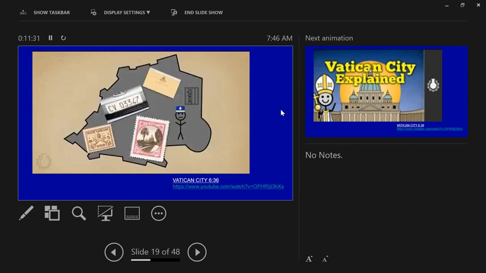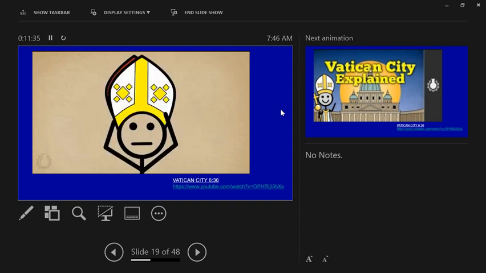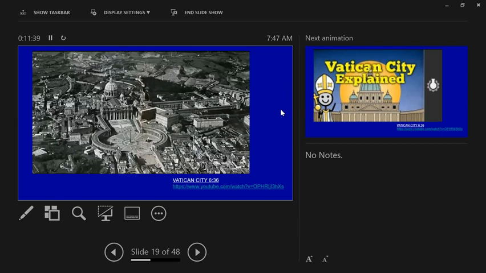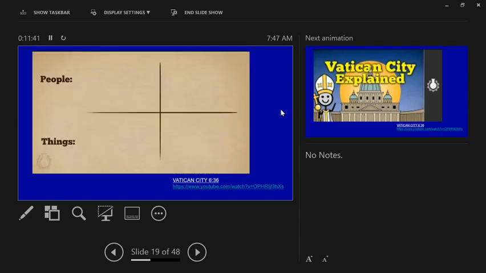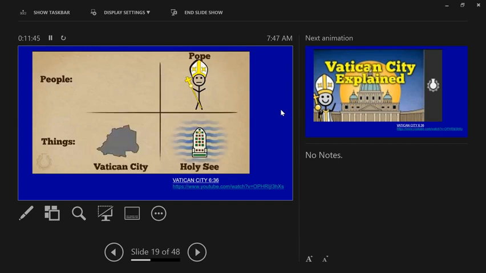But despite all these national trappings, Vatican City is really not like any other country. Hold on to your fancy hat, because it's about to get weird. To understand the Vatican, there are 2 people and 2 things you need to know about. The famous Pope, the incredibly confusing Holy See, the country of Vatican City, and along with that, the almost completely unknown King of Vatican City.